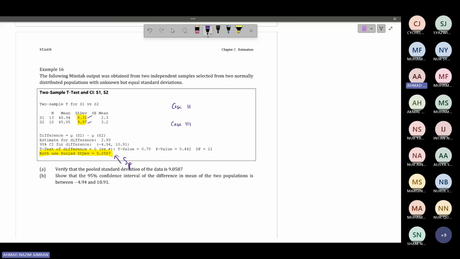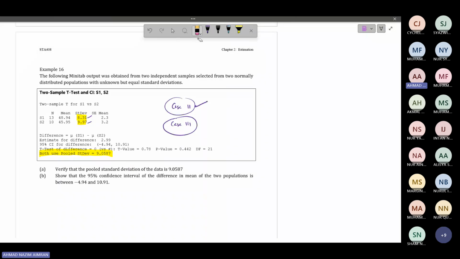So bila baca output, then you notice there's a pool standard deviation given, you should know that you need to use this case number 2. Okay, the formula yang ada SP kat dalam dia. If the pool standard deviation here is not given, then use case number 3 to calculate the confidence interval.